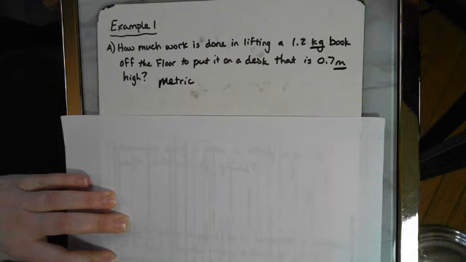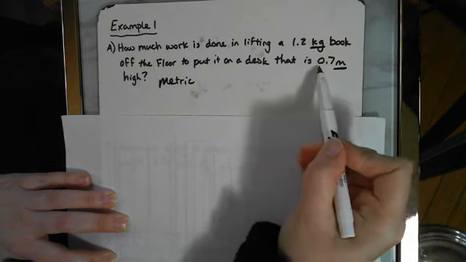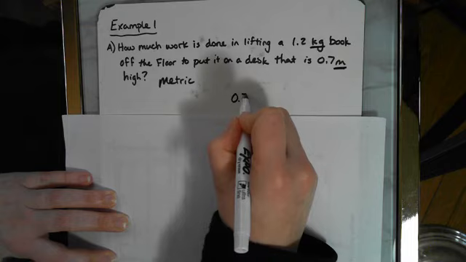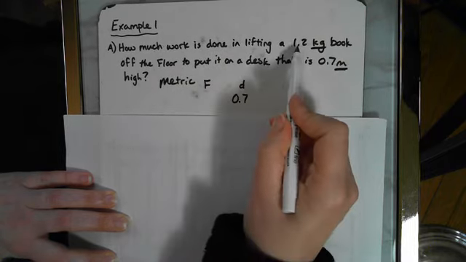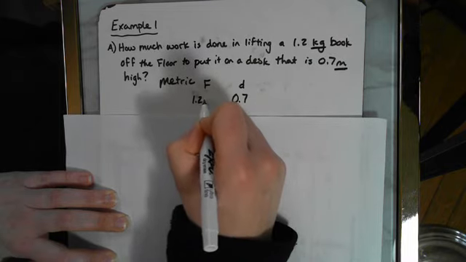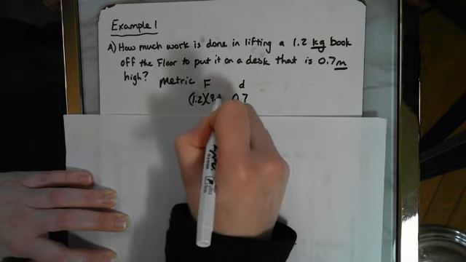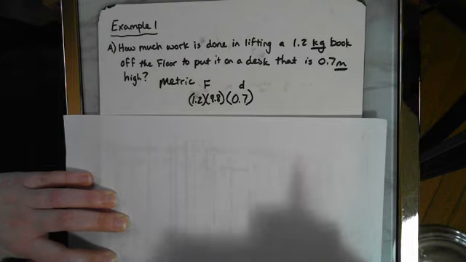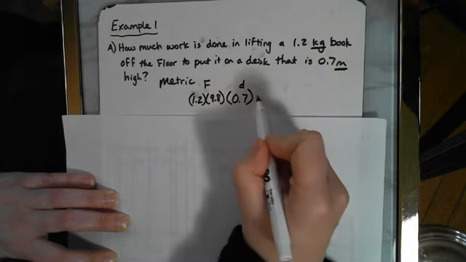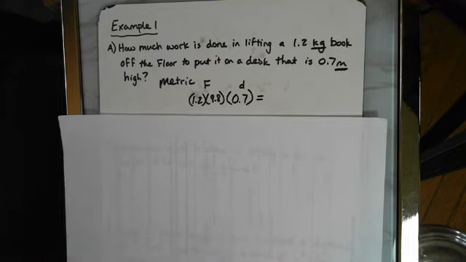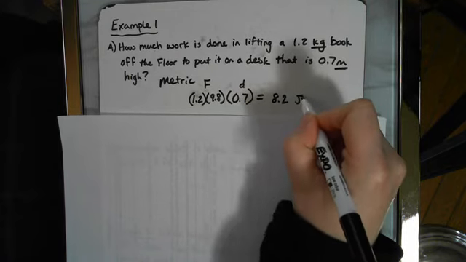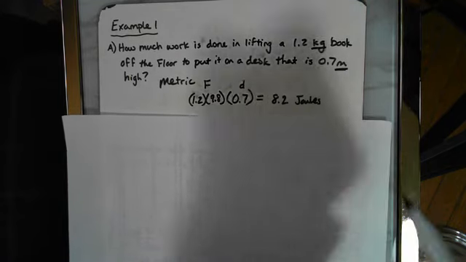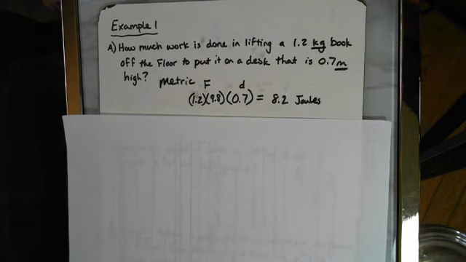So now I need force times distance. So my distance is 0.7 meters. That's my distance. But for my force, I have to do 1.2 times the 9.8 meters per second squared of gravity. If I multiply all of this together, I will get the work done, which is 8.2. And this will be measured in joules, also known as Newton meters.